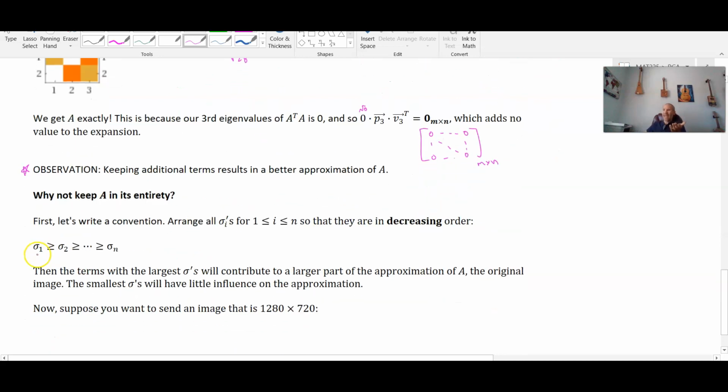Now, why not just keep A in its entirety? Why not just keep the original A matrix? The nutshell reason is because the A matrix is typically going to be very large. If it is, say, a standard 1280 by 720 image, and perhaps even larger, say 10 megapixels or 20 megapixels, that would be 20 million pixels that one would need to send.